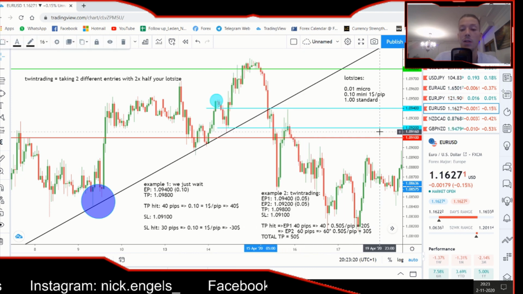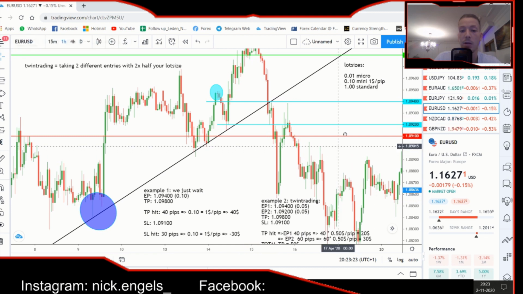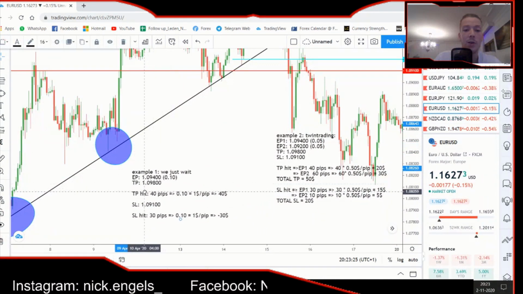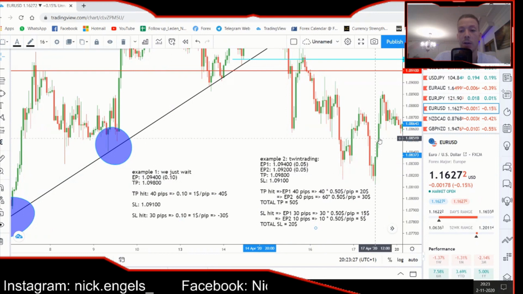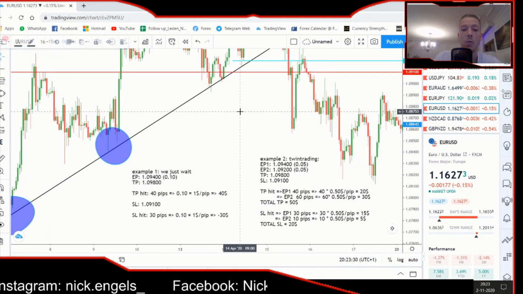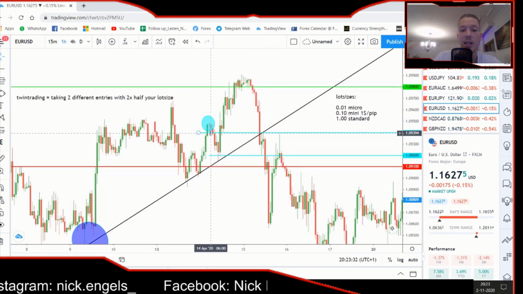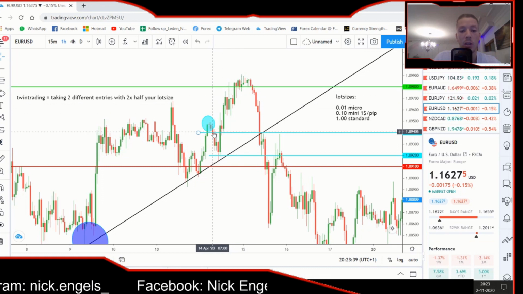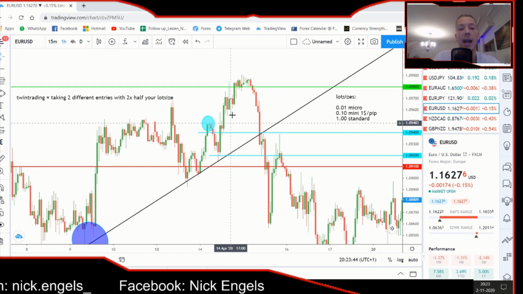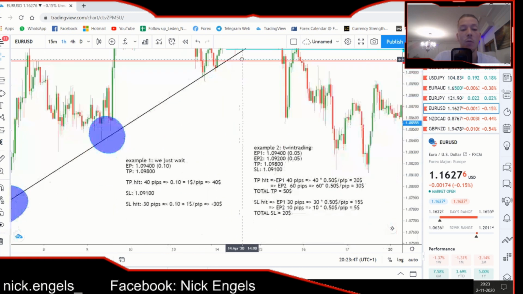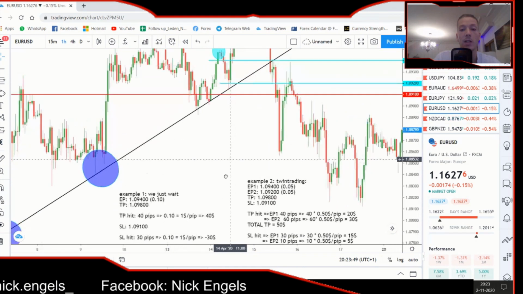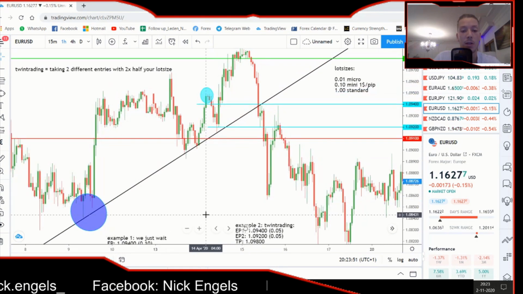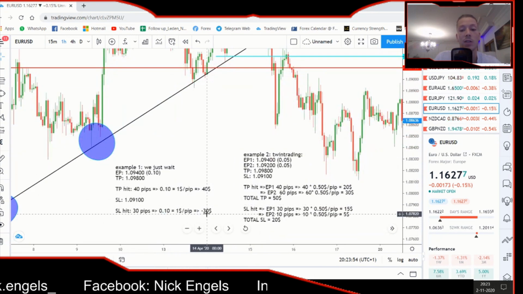Now let's compare the two, all right? We have our first example and we have our second example. In our first example, what we did is we took one single entry at this blue line over here and we just waited. We took one entry with our full lot size, or lot size of 0.10 in this example. We just waited and it either hit TP. If it would have hit TP, we would have made 40 bucks. And if it would have hit our stop loss, which didn't in this case, we would have lost 30 bucks, right?